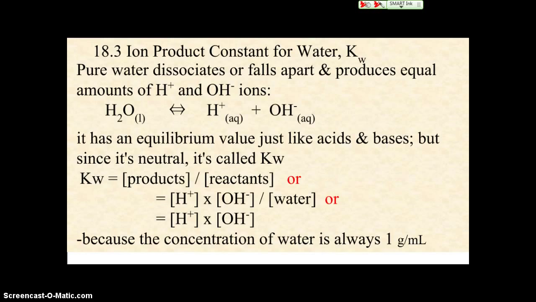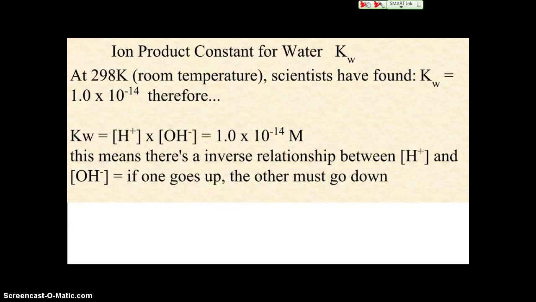But it's going to be calculated the same way with products over reactants. In this case, our products are hydrogen ion and hydroxide ion over the reactant, which is water. And since water has a known concentration or density of 1 gram per milliliter, you can really just leave the water out because anything divided by 1 is itself. So we end up with the Kw equal to H plus times OH minus. And at 298, scientists have found that this value is 1 times 10 to the minus 14th.